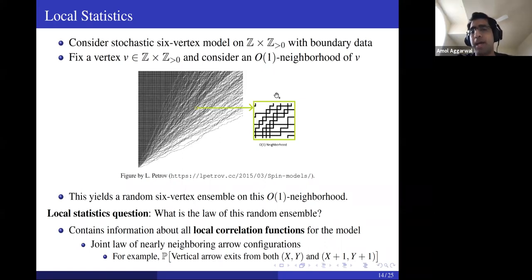Since my original six vertex ensemble is random, I get some random six vertex ensemble when I restrict to that neighborhood. It might look like this. The local statistics question is asking, what is the law of this random ensemble? What is its probability distribution? This contains all sorts of information about local correlation functions of the model. A local correlation function is the joint law of nearby arrow configurations. For example, the probability that a vertical arrow exits from some coordinate x, y, and some coordinate diagonally above it, like x plus 1, y plus 1. The probability that a vertical arrow exits from both of those locations would be a local statistic captured by a local correlation function.